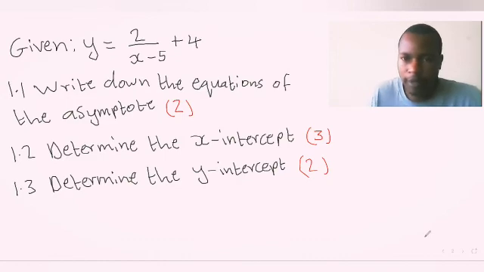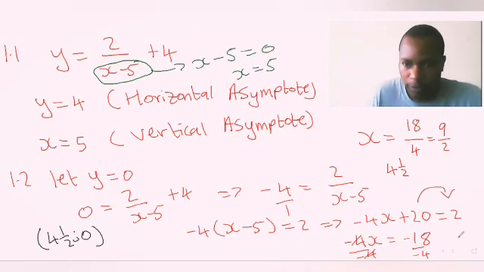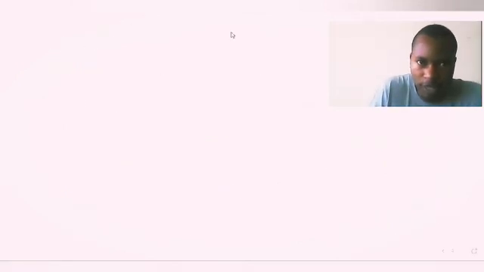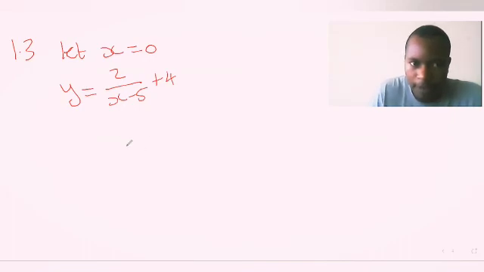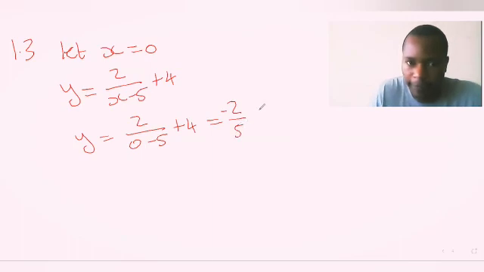Now let's have a look at 1.3. It wants us to determine the y-intercept. To determine the y-intercept, we let x equal 0. Let's move on to the next page for that. Just to remind you of the equation, we let x equal 0, plus 4. This gives us negative 2 divided by 5, plus 4.